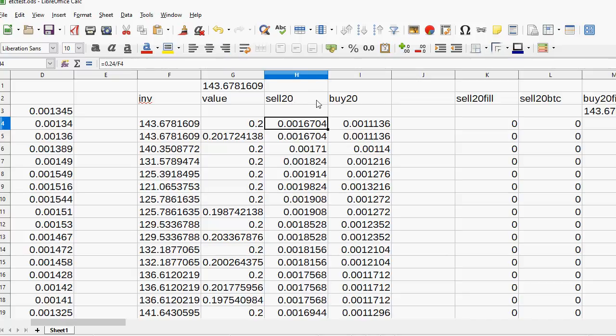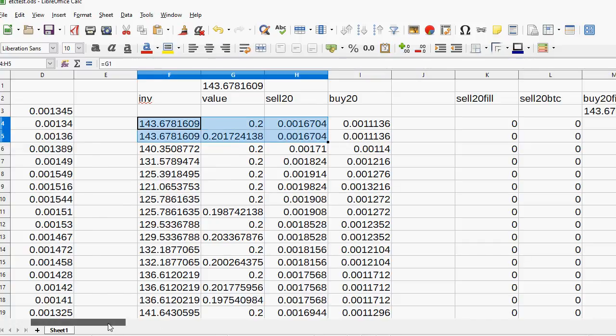Sell 20, buy 20. What that means is if the market goes up 20%, so therefore, if my value is 0.24 or greater than such, what number does that take me to? And in this case, it would take me to 16,704. If it's down 20% or worth 0.16 under that number, then what does that take me to? And the answer is 11,136. So now we got those numbers.